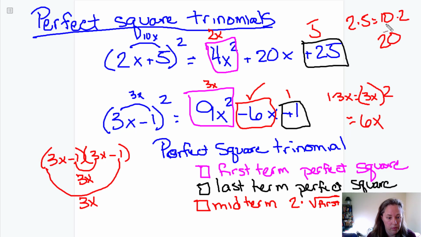So we're just going to do a little review on perfect square trinomials because you're going to need it. So your next assignment is just a little perfect square review. It should be a quick one.